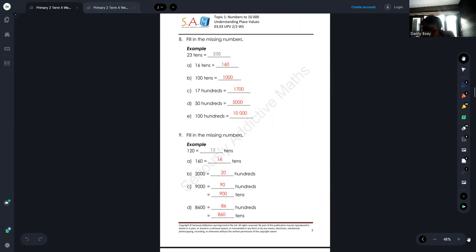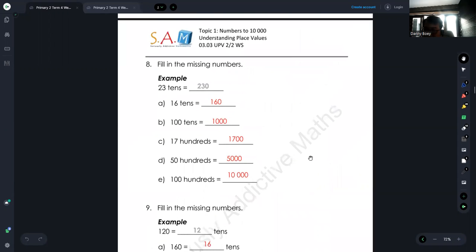Now for 7, some students are able to instinctively answer the question. For example, what is 16 tenths? They'll be able to tell you that's 160. For those that are not familiar, here's what I suggest. You may write it on the board, on the screen. Say that this is tenths, and tenths is basically 10. So there's 10 here. And then hundreds, you write hundreds.